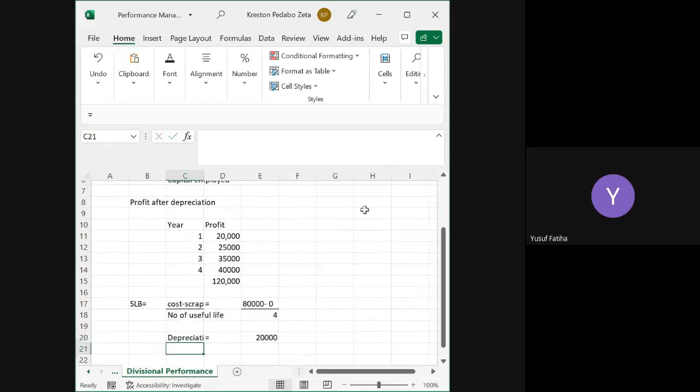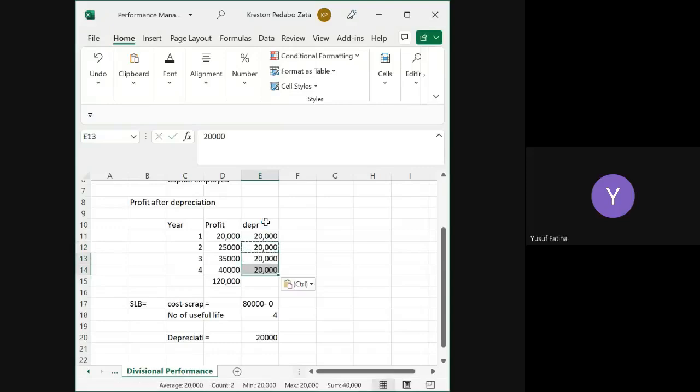So let's calculate our profit after depreciation. Since it's straight line basis, we are going to be charging the same depreciation amount all through the useful life of the asset, unlike reducing balance or any other type of depreciation method. So since it is straight line, we have 20,000 naira each year. Let's get our profits after depreciation.